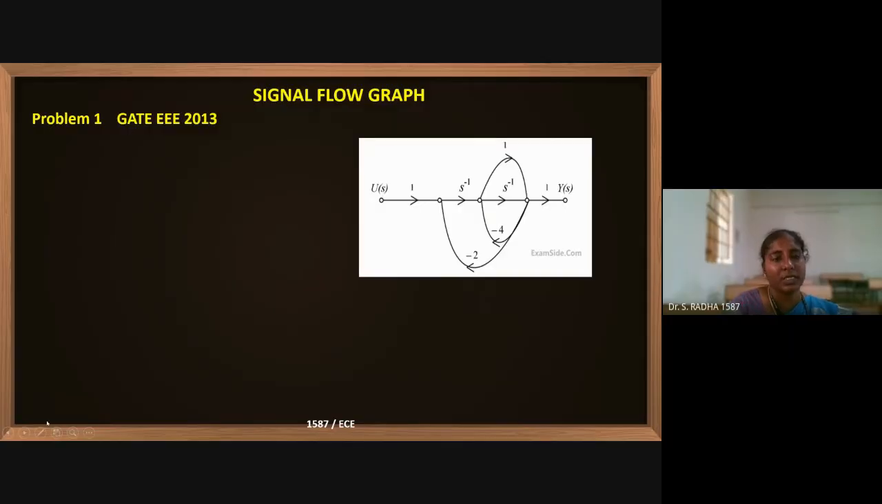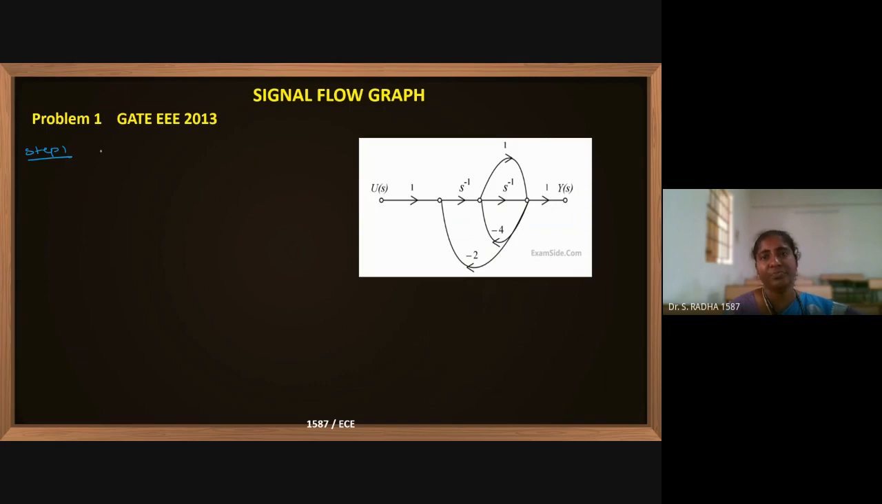Exam 2013, it is given. We will try to find the number of forward paths and the number of individual loops. Okay. Now coming to step 1, generally they will ask for the transfer function.